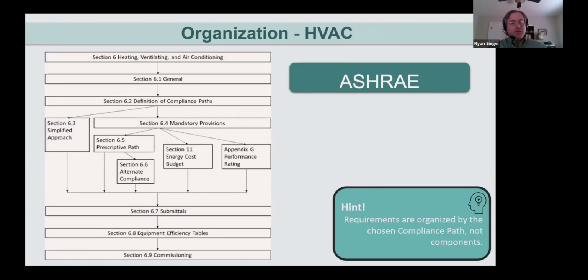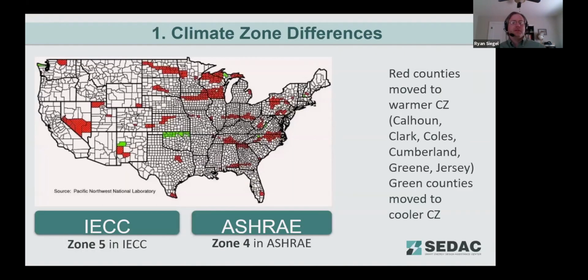A little bit as far as the organization of ASHRAE 90.1 for HVAC. Section 6, this is kind of a flow chart where ASHRAE at the beginning of each section does give you a little bit of a flow chart as far as helping you work through the compliance and what you have to follow, showing here that if you are following section 6.3, that bypasses the need to follow 6.4, 6.5, 6.6, section 11, and appendix G. So here's a few different paths for compliance that you have rather than the specific components. So a little bit of a difference in layout.